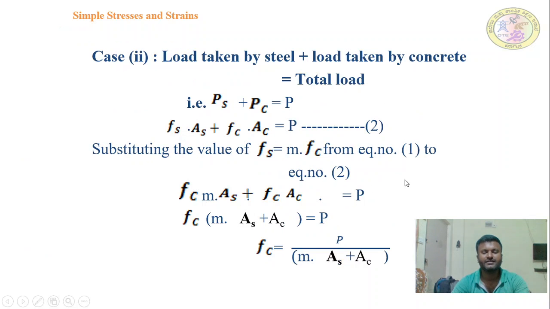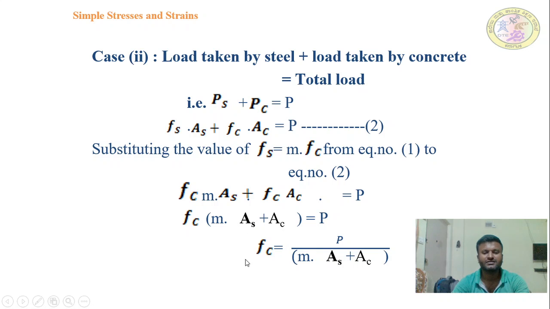This is the equation we got. Here Fs is stress in steel, M is modular ratio, Fc is stress in concrete. Fc into M into As plus Fc into Ac is equal to P. Take Fc as common here: Fc into M into As plus Ac is equal to P, so Fc is equal to P by M into As plus Ac. This is the final equation for stress in concrete.